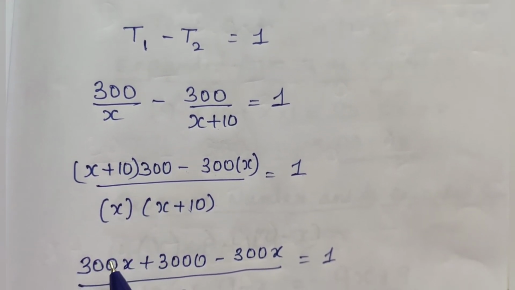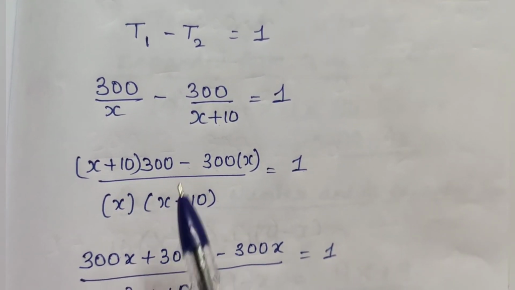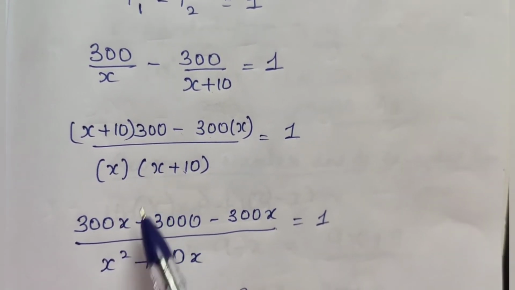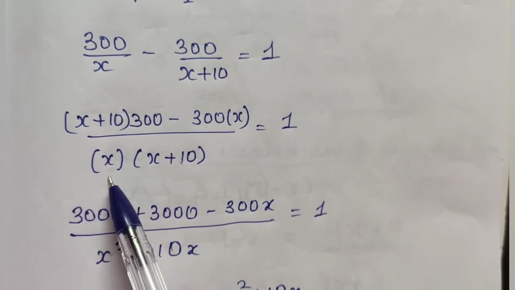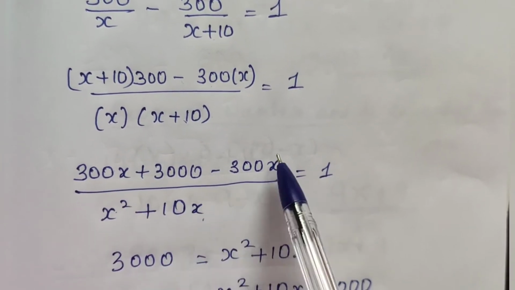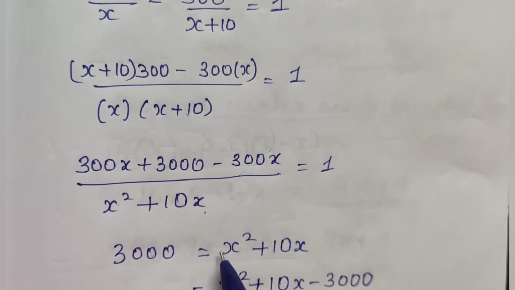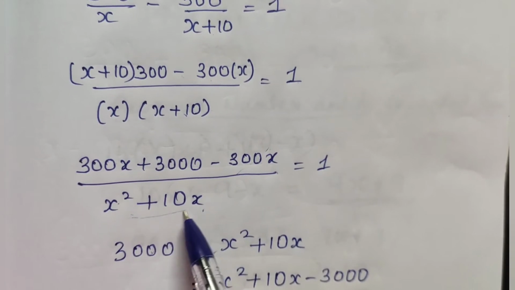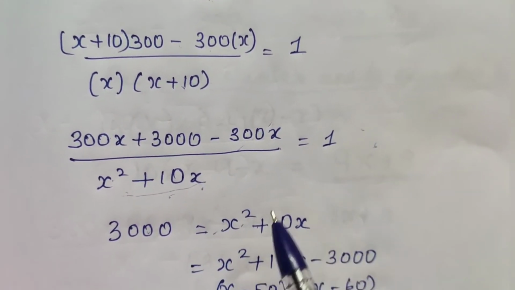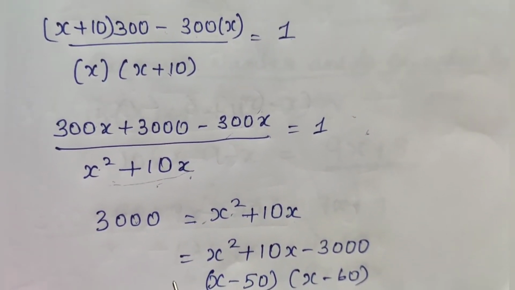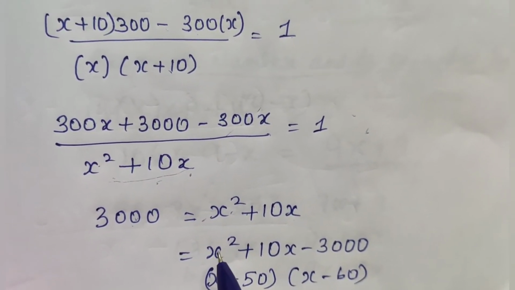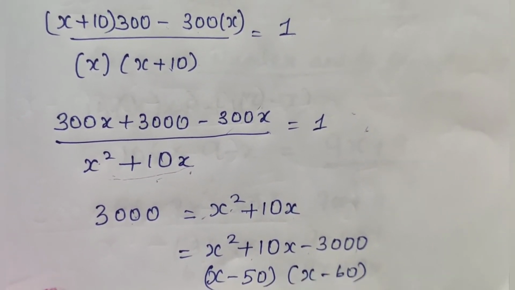x into 300, 300x. 10 into 300, 3000. Minus 300 into x, minus 300x; by x into x, x square; plus x into 10, 10x, equal to 1. Now 300x minus 300x gets cancelled. 3000 is equal to, when you take x square plus 10x to the other side, division becomes multiplication, x square plus 10x. Now I will take 3000 to that side, it becomes x square plus 10x minus 3000.